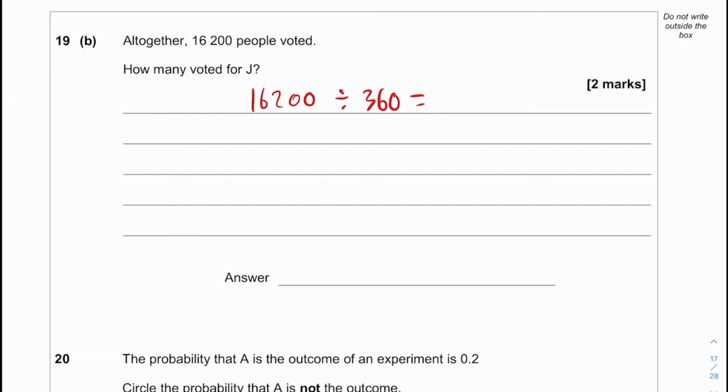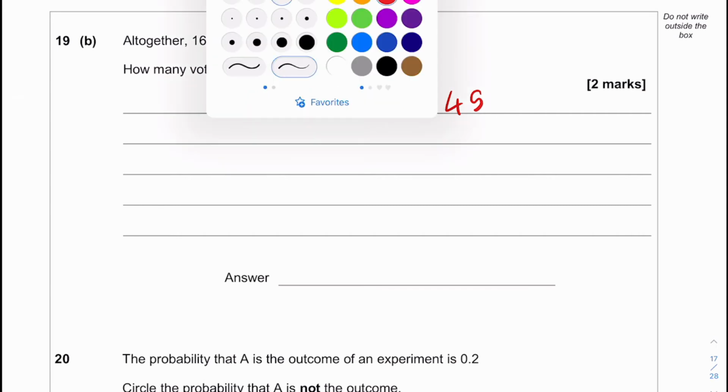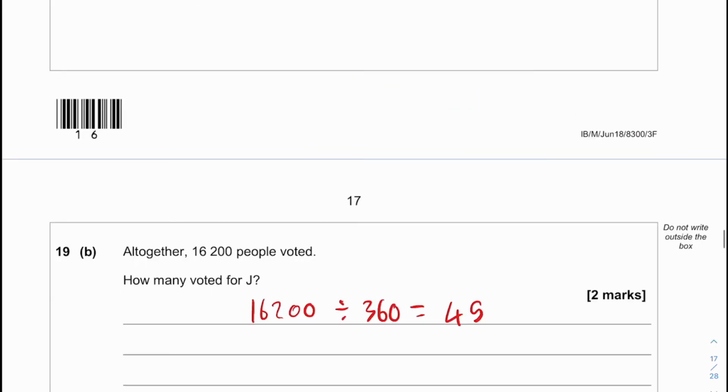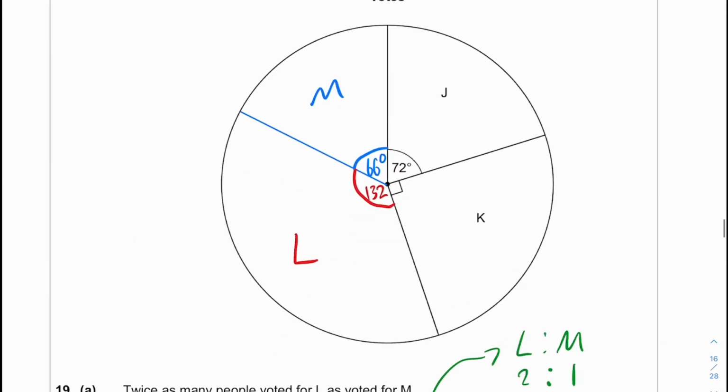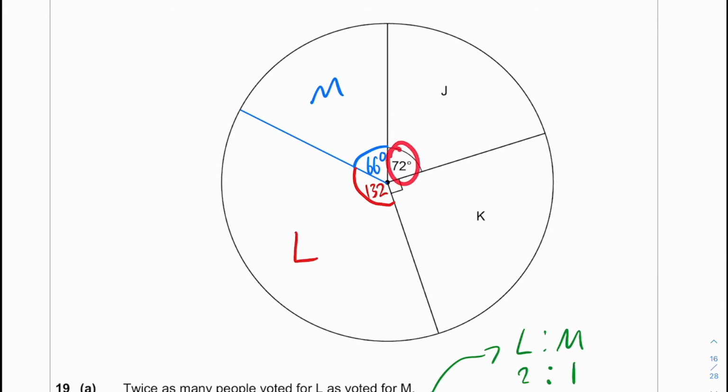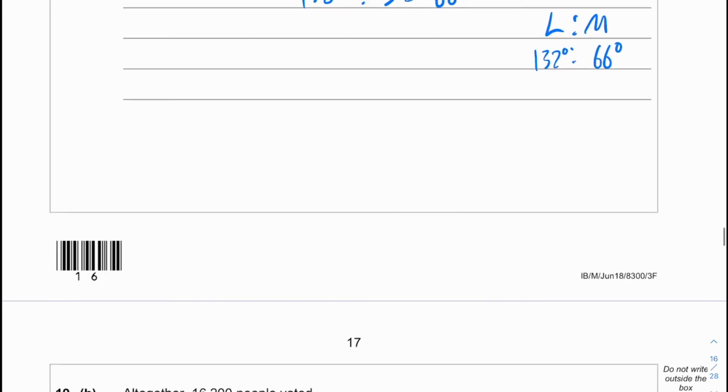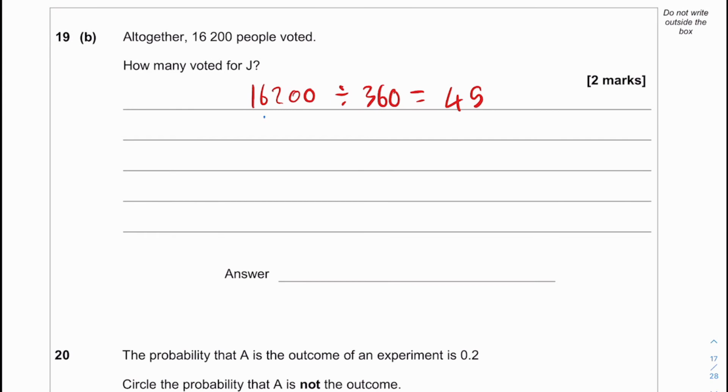So if we put this into our calculator, we get 45. So 1 degree is worth 45 people. And we then need to work out how many degrees J has got. So J has got 72 degrees. So therefore we multiply our 45 people by the 72 degrees for J, and when we do that we get 3,240, which is the amount of people. So the final answer is 3,240 people.